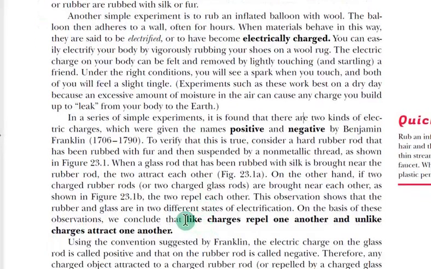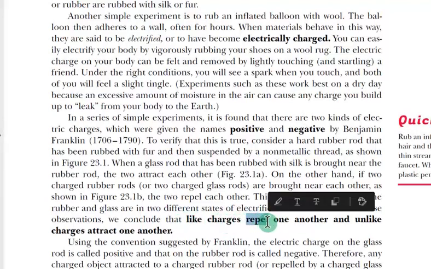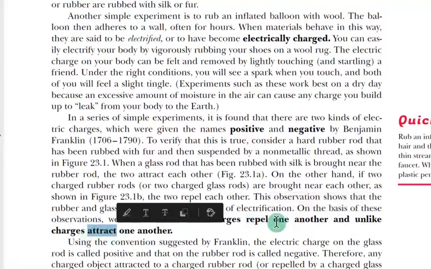If we have charges of the same type, then we expect them to repel each other. And if we have charges of different kinds, then we expect them to attract one another. So this is the first property you should know about charges. It's very fundamental and basic.